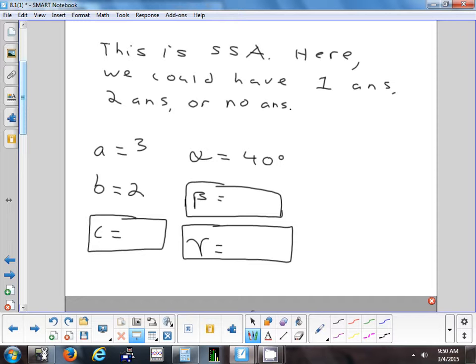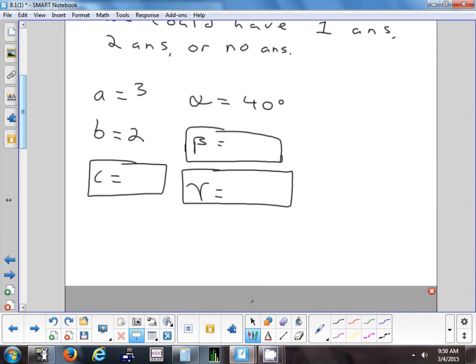Okay, I got a row that's completely empty and I have no way to find anything in that row. I cannot get C and I can't get gamma. So I'm forced to find something right away. What do I have to find first? Okay? I have to find beta first. The other problems you had a little bit of choice. This one you don't.